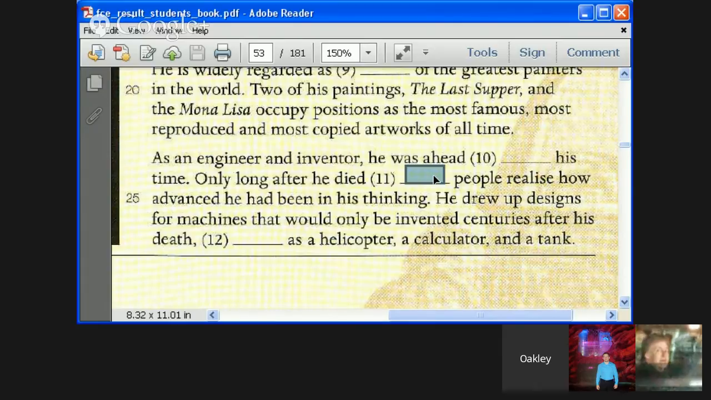You may not have heard this particular type of phrasing, but I'll just say it. Only long after he died did people realize how advanced. So the whole thing, only long after he died, is being used as a time clause. Sorry, not even a clause. Well, yeah, okay, it is a time phrase and clause.